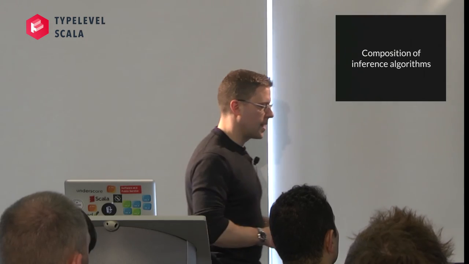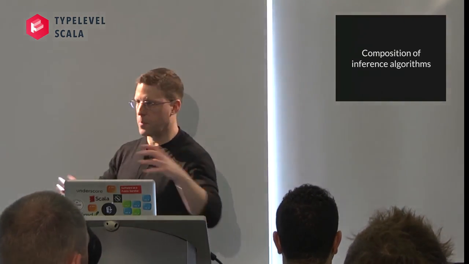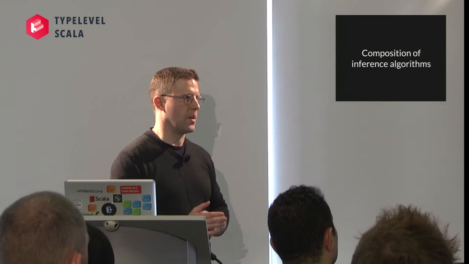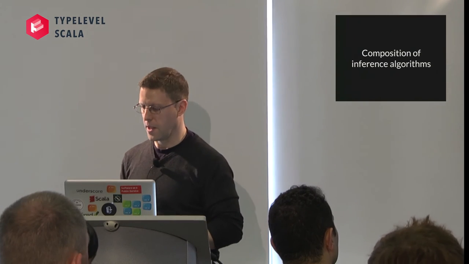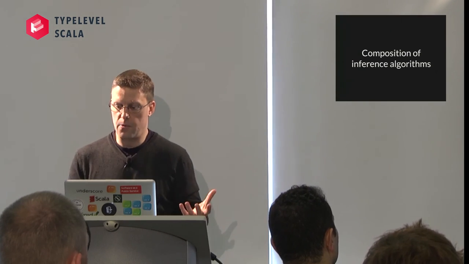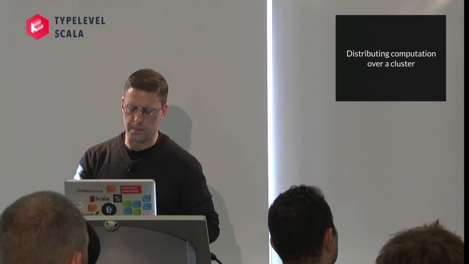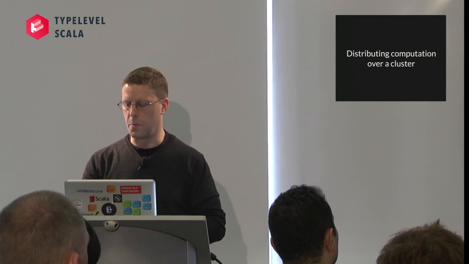Another nice thing that we can get from this model, because we've separated out the interpreters, is we can then have composition of inference algorithms, or interpreters, as we're calling them. And so you can build bigger algorithms out of smaller ones. That's quite a nice feature. It's quite an active area of research, to be honest, at the moment. Distributing computation over a cluster, something I talked about, we probably want to consider doing.